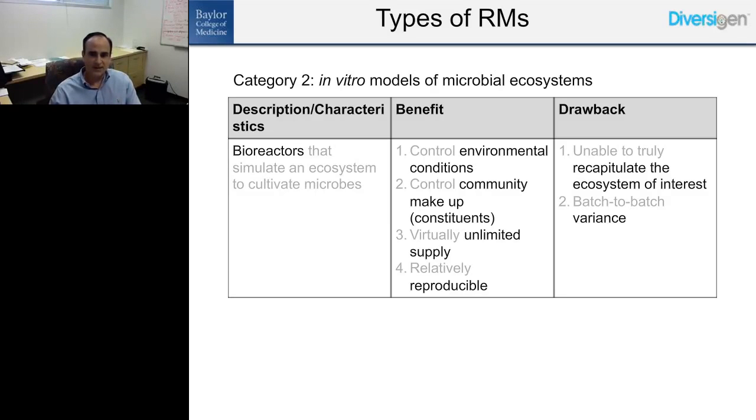The drawback for this particular model is that you're unable to truly reproduce the ecosystem. So we're moving away from the live sample to the food sample. And then there's the potential for batch-to-batch variance, so we want to control for that as well.